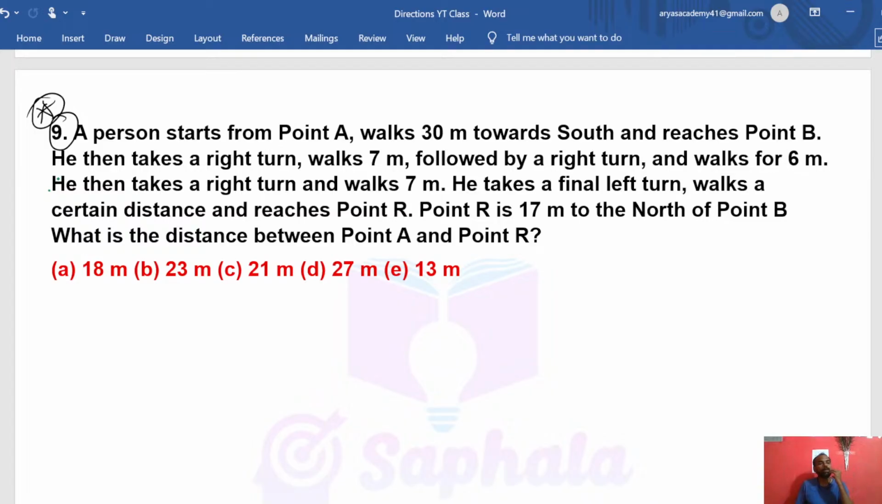13 meters, one person said. So what about others? Did you get any other answer or you agree with them? These two said 13 meters.